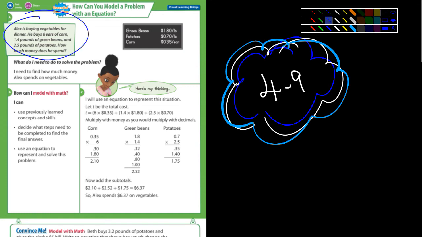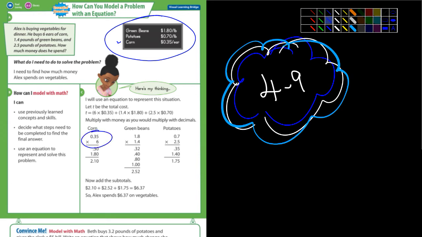It says Alex is buying vegetables for dinner. He buys 6 ears of corn, 1.4 pounds of green beans, and 2.5 pounds of potatoes. How much money did he spend? Well, they give us the price of each one right here. So 6 ears of corn, and each ear of corn is 35, so it's going to be 6 times 0.35. And then he bought 1.4 pounds of green beans. Green beans are at the top.